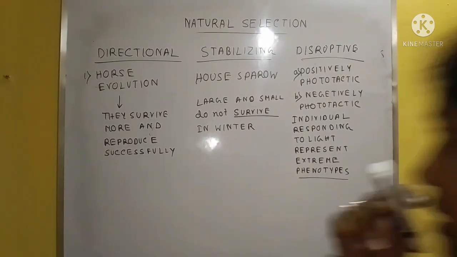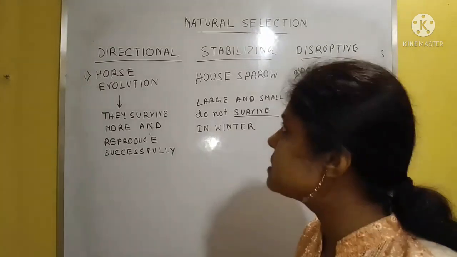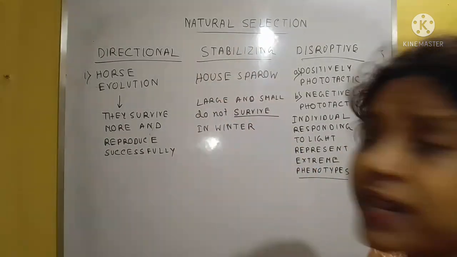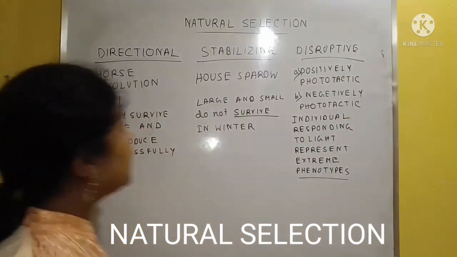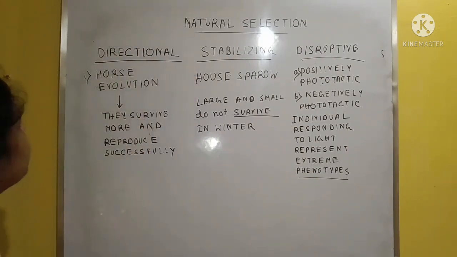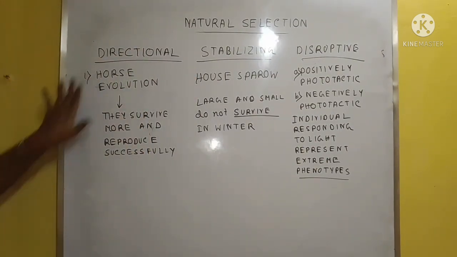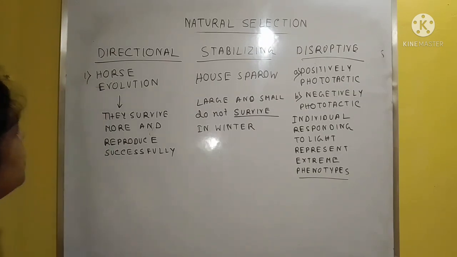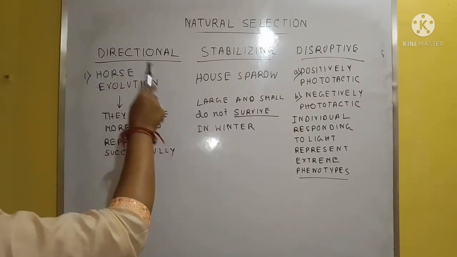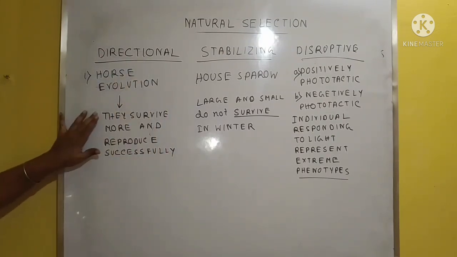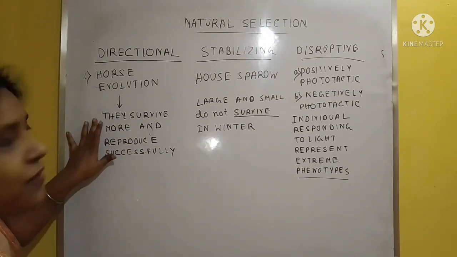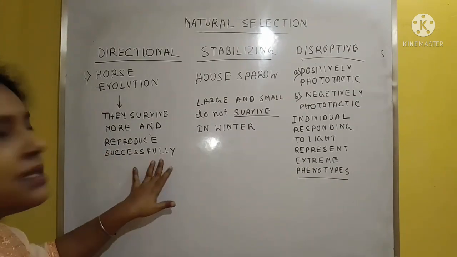Now we learn these natural selections with the help of proper examples. In the case of directional selection, the example we take is horse evolution. In directional natural selection, they survive more and they reproduce successfully.